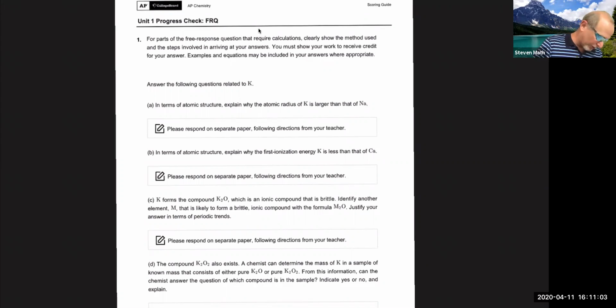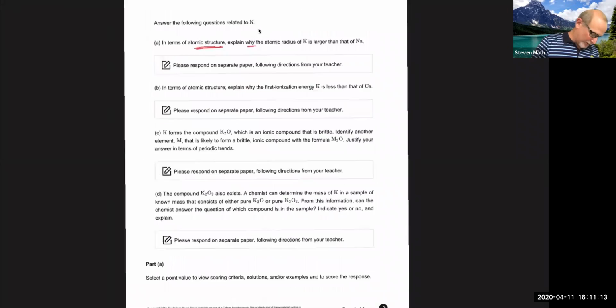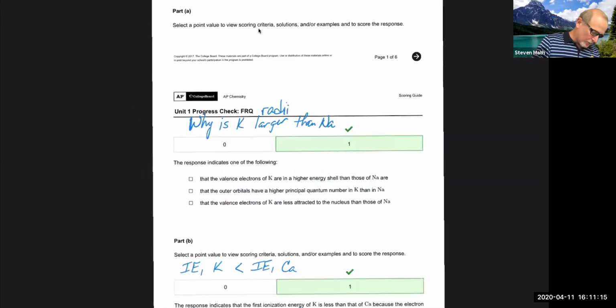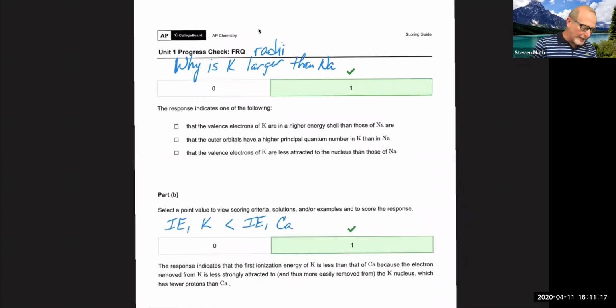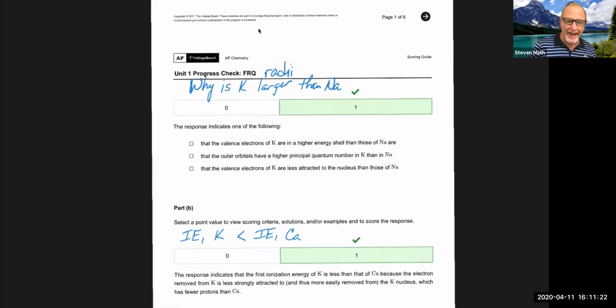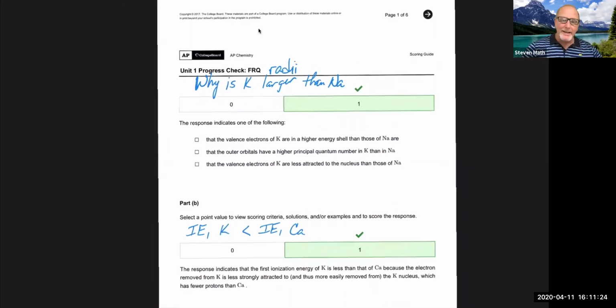And so we got a couple of things going on here. First off, we have atomic structure, and they want to know why is the atomic radius of K larger than that of sodium? So I've got all these down here, written a little further. Why is the K radius larger than that of sodium? And here are their responses. They give you a couple of shots at this.